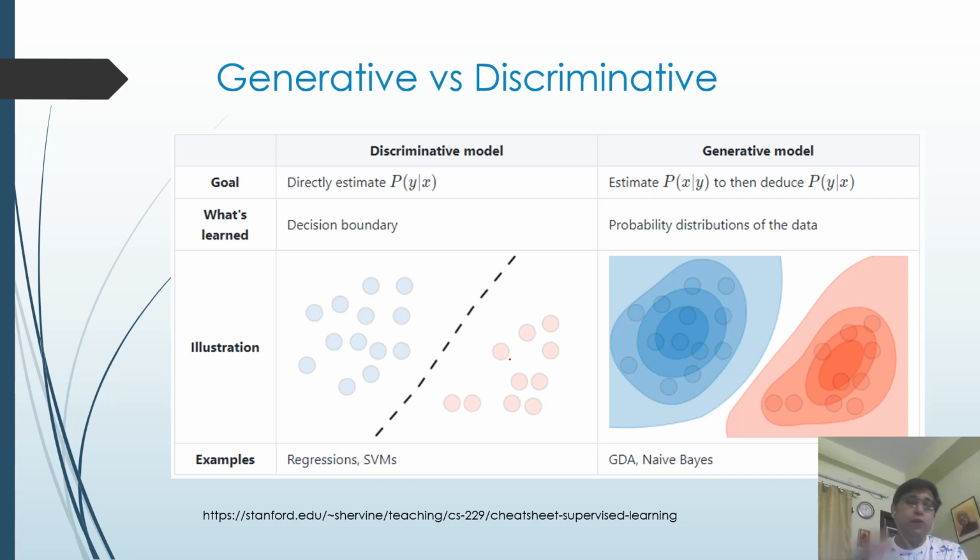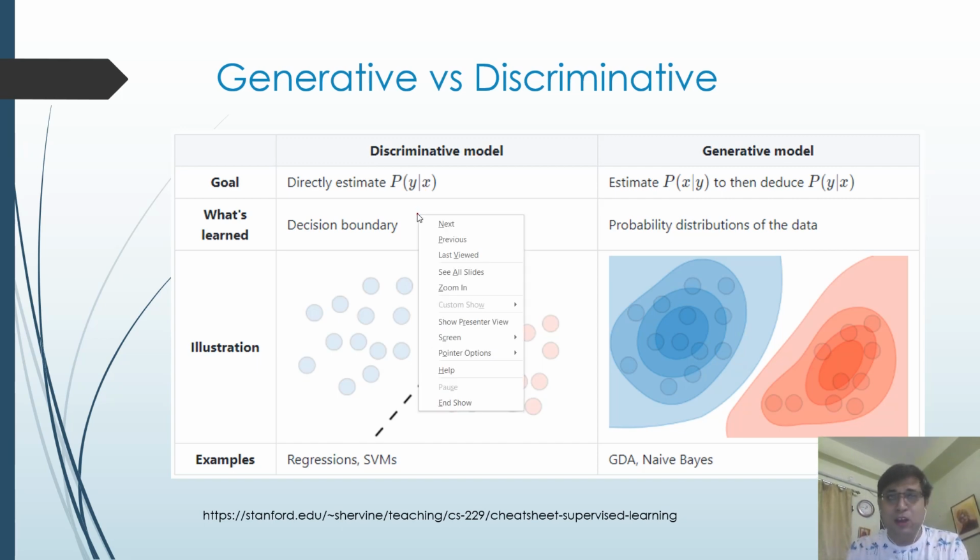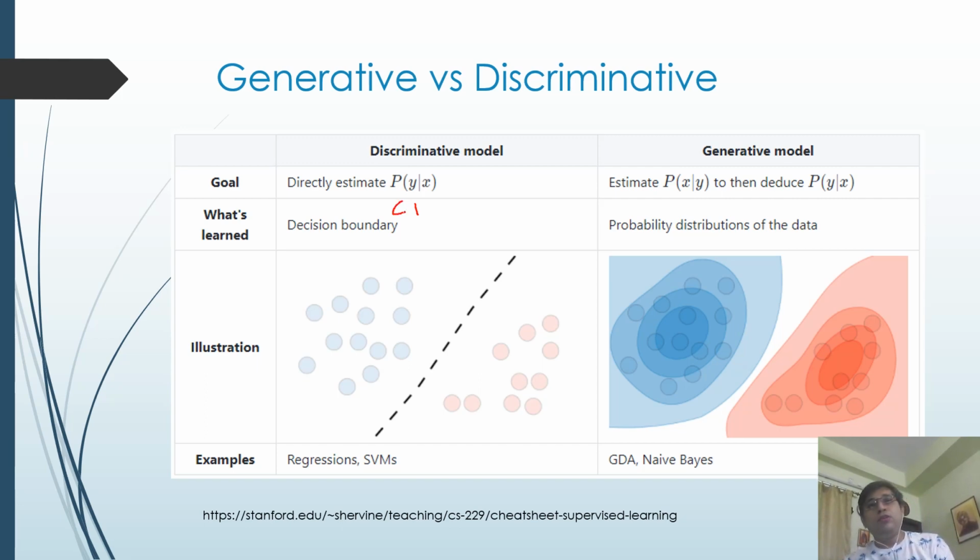So if the input values for a particular observation are given, then what is the probability of that observation being in a particular class? This is probability of y given x, where y you can think of as the class here. So this is the objective of a discriminative model. One important such model is SVM. In fact, most of the models in machine learning are actually discriminative models.